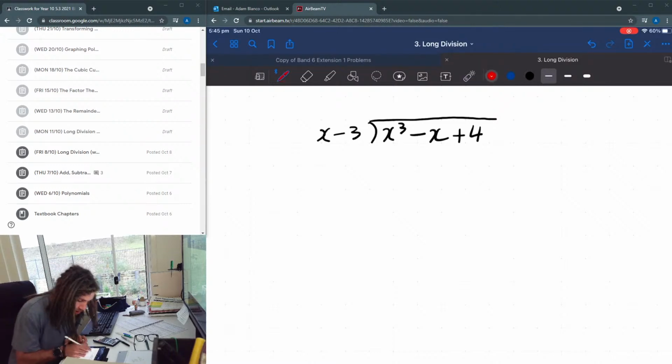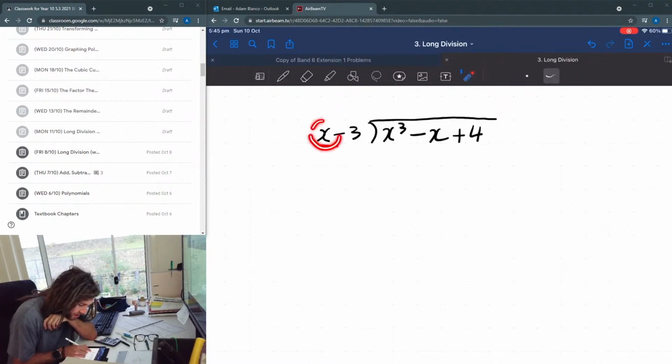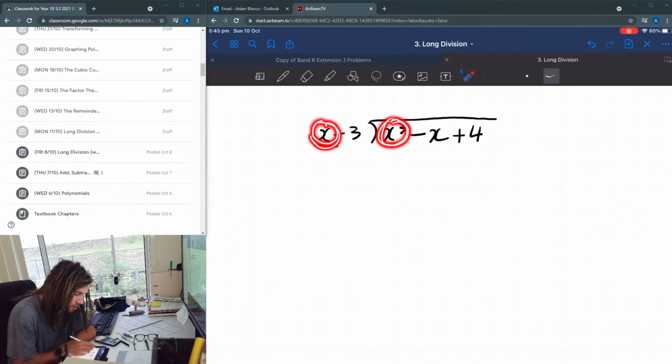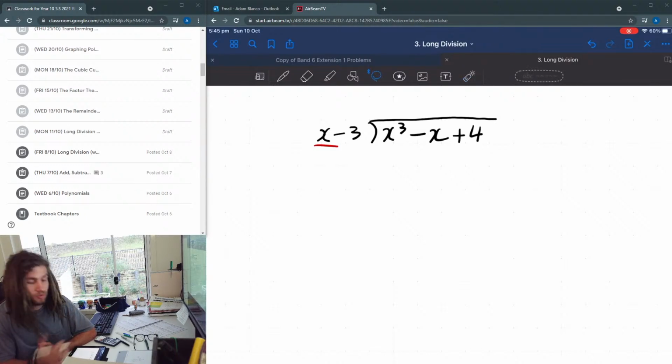So what I do first is I only really care about this x term here, right? So now I'm going to go, all right, how many times is x going to x cubed? Or what would I have to multiply x by to get x cubed? Well, x squared. So this is where we run into a problem, because normally I'd say chuck it on top of the x squared term. There isn't an x squared term. So what you're going to do is you're going to force there to be one.